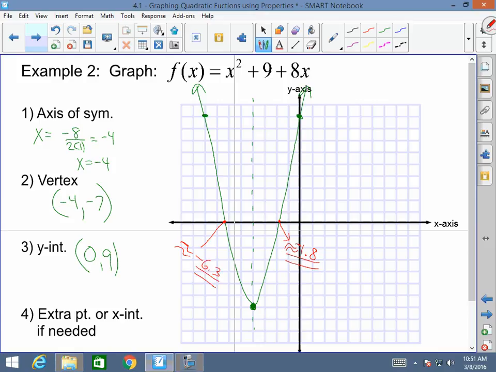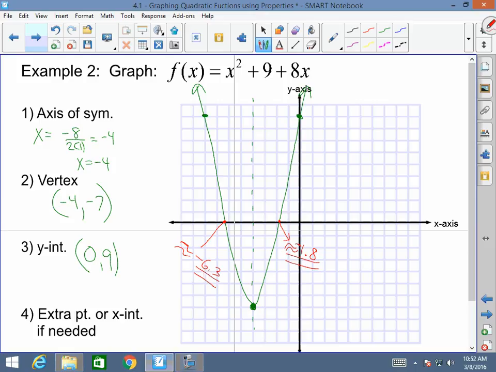Are those answers exact? No. Will those answers get you the right answer on the test or quiz? Yes. When are we going to learn the exact answers? When we learn the quadratic formula. Did I need an extra point for this particular case? No. Why didn't you need an extra point, Mr. Morrow? Because the vertex and the y-intercept were different values.